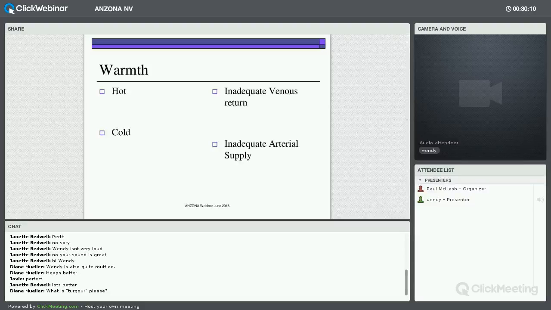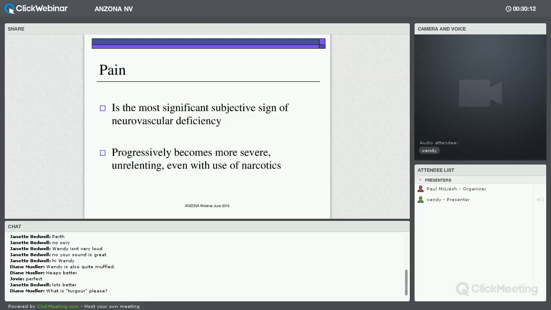We next move on to pain, and this is one of the most significant subjective signs of neurovascular deficiency, and certainly a very, very reliable sign and something that should be setting off alarm bells for us. What we're looking at is pain that doesn't seem to be in the right context for the sort of injury that they have.